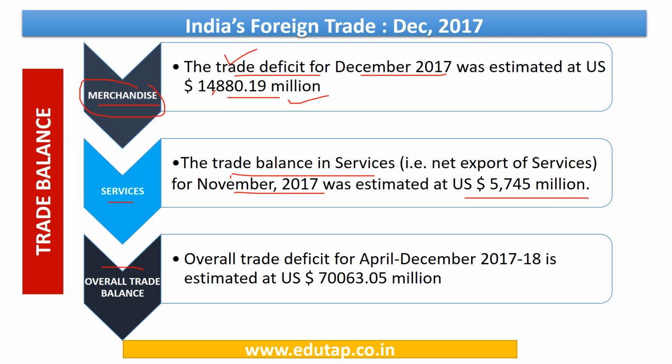Then the overall trade balance of India is a trade deficit for the period April to December 2017, and it is around 70,000 million US dollars. So you need to learn the values for the month preceding the month in which the exam is going to be held, and you need not learn these particular values currently in this video.